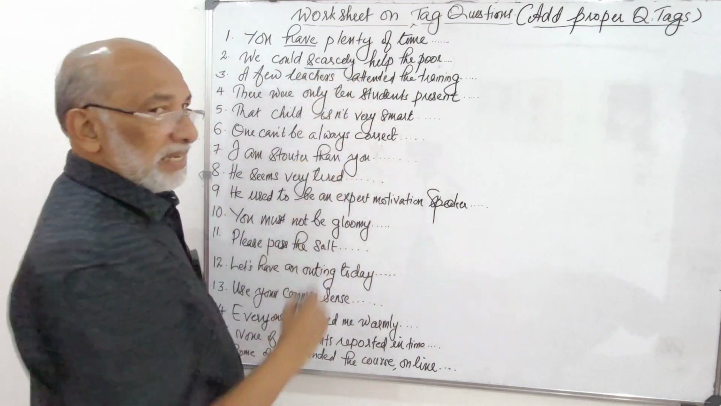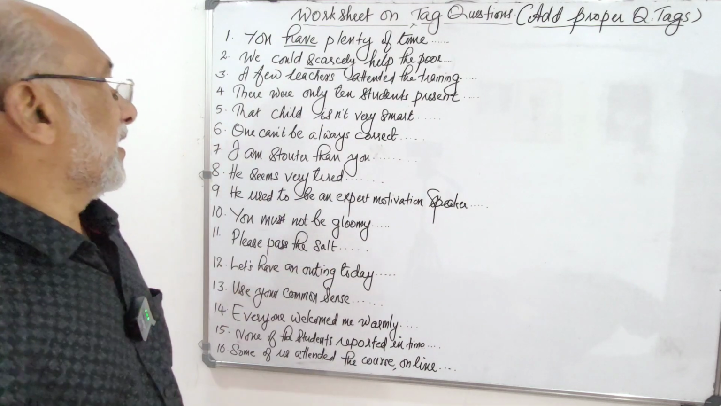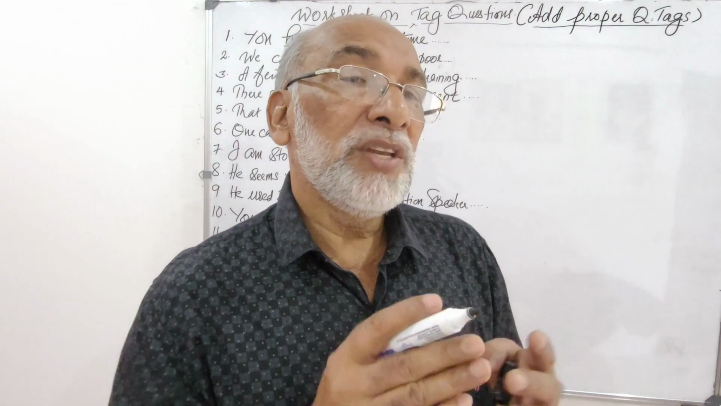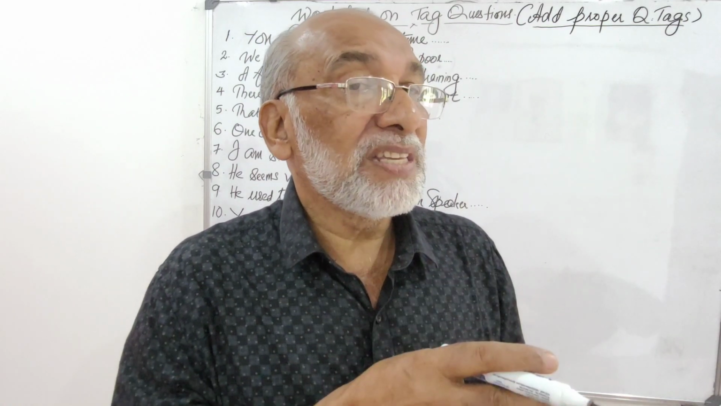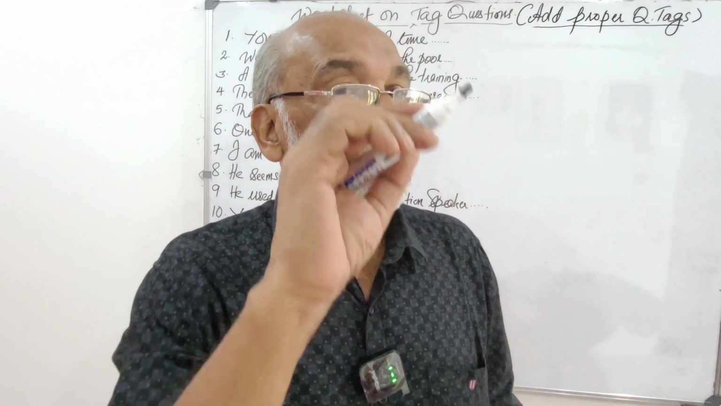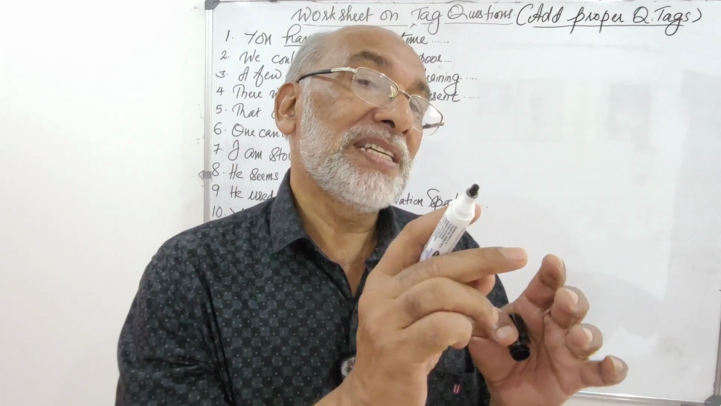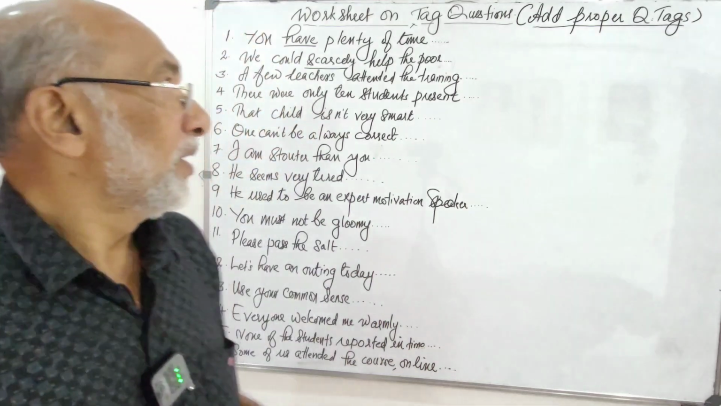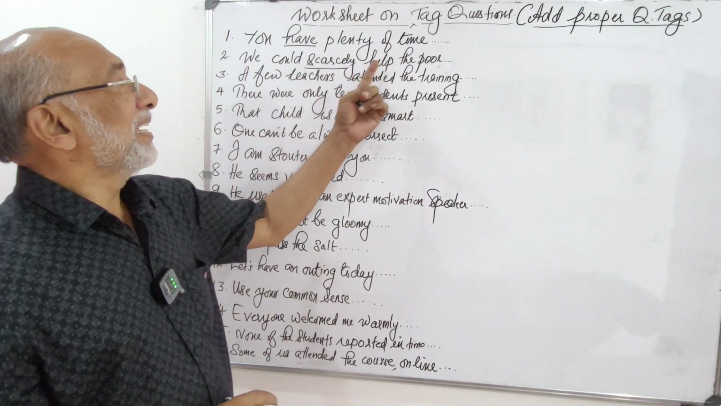Then next sentence is, we could scarcely help the poor. Scarcely, as I said, is a word having negative meaning, so you must be careful when you add the tag. And let me remind you, when you add the tag, if there is a full stop at the end of the sentence, you have to remove it, then add a comma, and then attach the tag in small letters and end it with a question mark. That is the way you have to do it. So second one, we could scarcely help the poor.